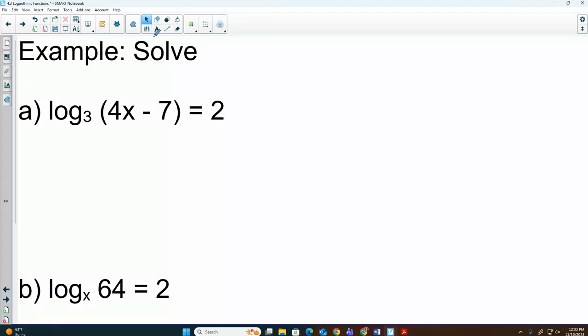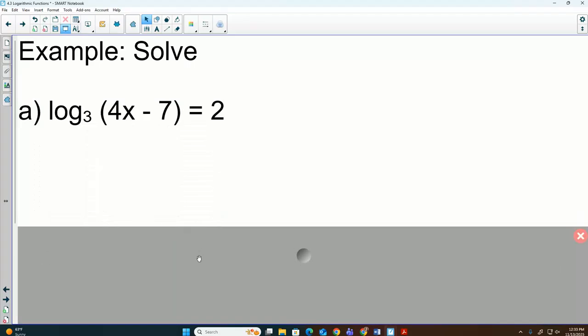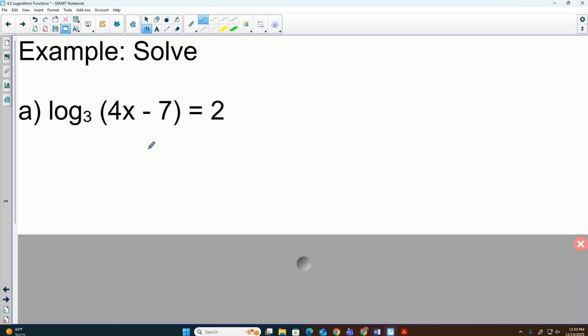If I asked you to solve this, it's really hard to do when it's written in logarithm form. We really don't know where to begin. But we talked about yesterday, if you have a log, how can we rewrite it? It's an exponential. So if I change this around, this means 3 to the second power equals 4x minus 7. And this is something I can solve.